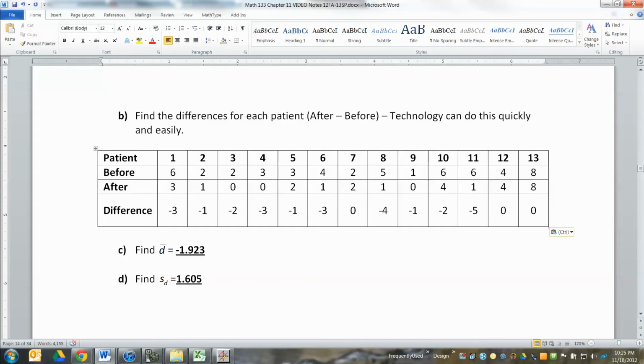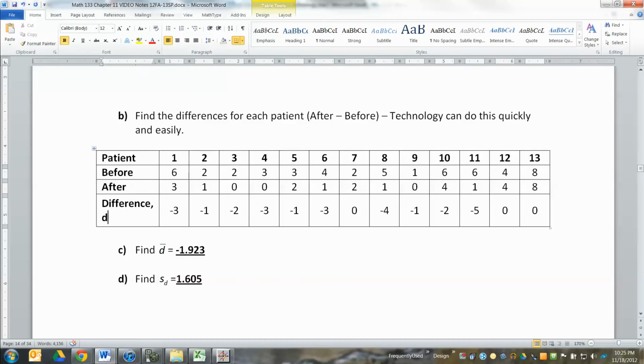Now we need to find d bar and the standard deviation of the d. So these are all the differences d. Then we need to find the mean of those, that's d bar, and the standard deviation of all of those. Hold on one second. I don't particularly like what that looks like.